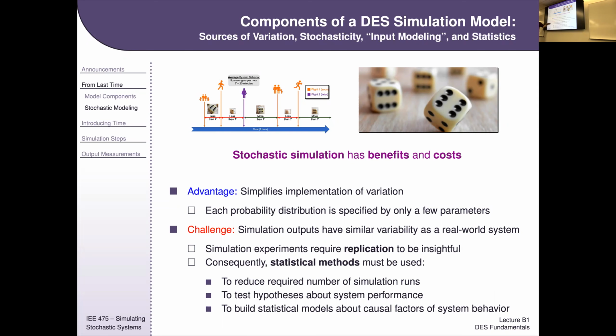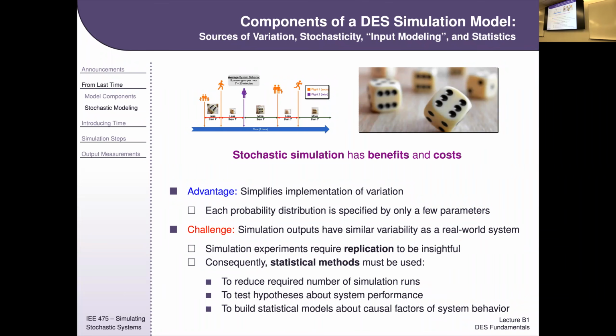So we now need to use statistical methods to deal with the fact that our replications are random. That's a challenge we introduce when we do stochastic modeling. All right, questions about that? Is it clear what I mean by stochastic modeling and how stochastic is slightly different from random?